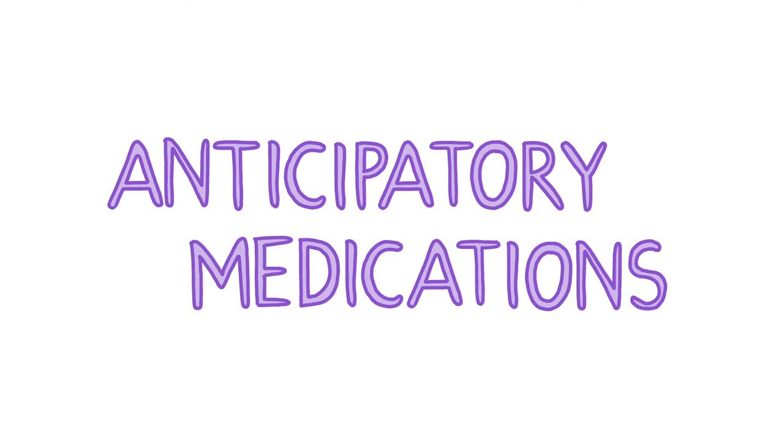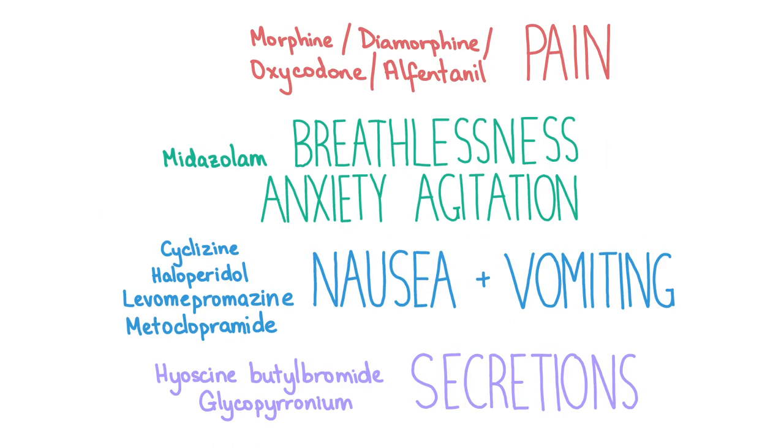Next, we will talk about anticipatory medications. Just-in-case meds, or anticipatory meds, are given to all patients in the final days of their life to help prevent symptoms that usually occur. Pain relief, for example morphine, diamorphine, oxycodone or alfentanil is given. Midazolam is given to prevent breathlessness and to help relax the patient and prevent anxiety or agitation. Nausea and vomiting are prevented by prescribing cyclizine, metoclopramide, haloperidol or levomepromazine, and finally hyoscine hydrobromide or hyoscine butylbromide or glycopyrronium is usually given to prevent excessive respiratory secretions.